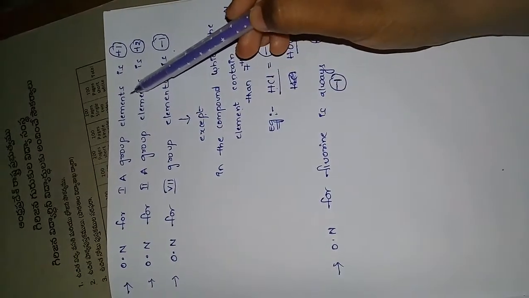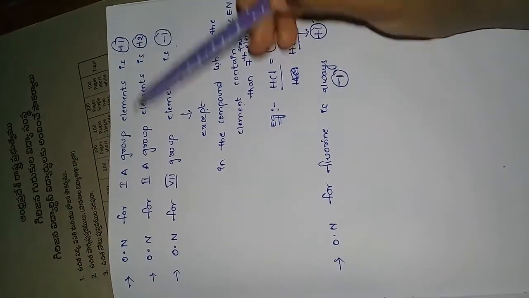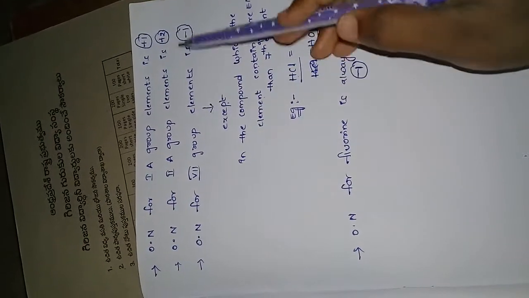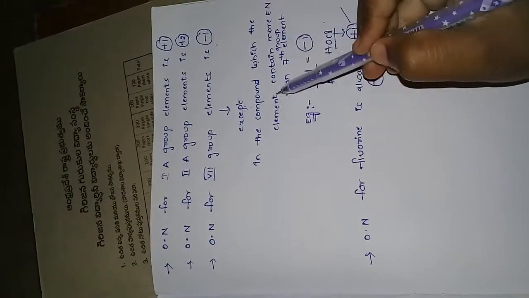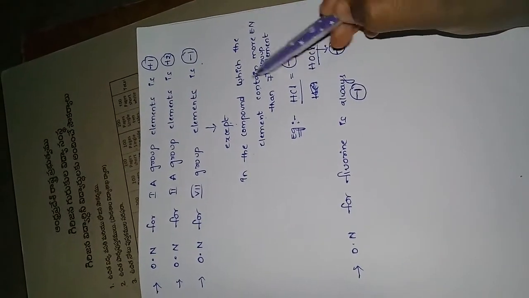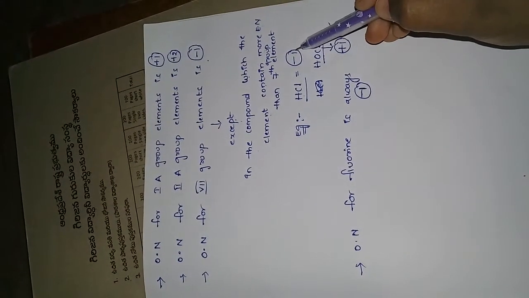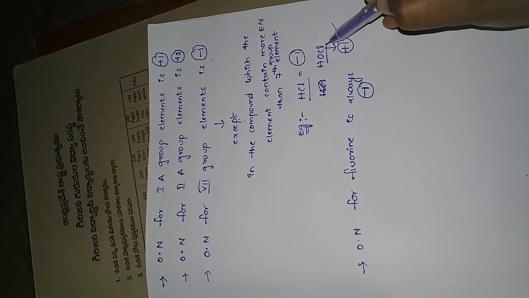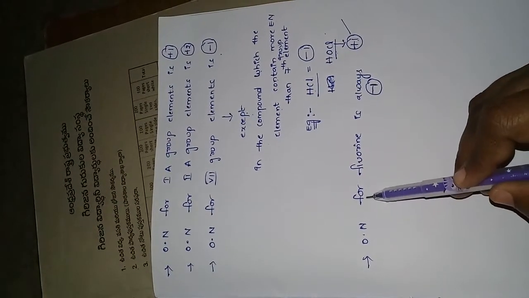Then oxidation number for first A group elements is +1, and oxidation number for second group elements is +2. Oxidation number for seventh group elements is -1, and the exception in the seventh group is a compound in which the other element is more electronegative than the seventh group element. Example, HCl: -1 charge. In HOCl, oxygen is more electronegative than chlorine, so chlorine gets positive charge. Next, oxidation number for fluorine is always -1.